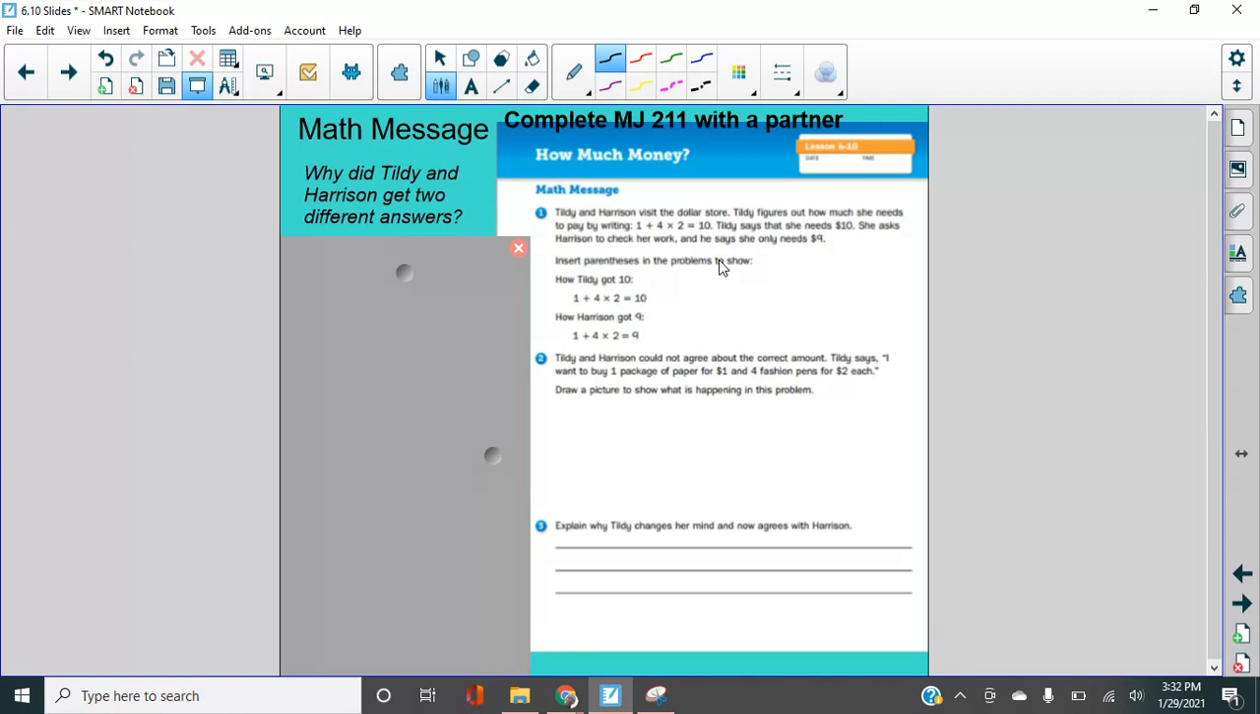Go ahead and open up to page 211. Here we go. Let's read this. Tildy and Harrison went to the dollar store. Tildy figures out how much she needs to pay by writing 1 plus 4 times 2 equals 10. Tildy says that she needs $10. She asks Harrison to check her work, and he says she only needs $9.